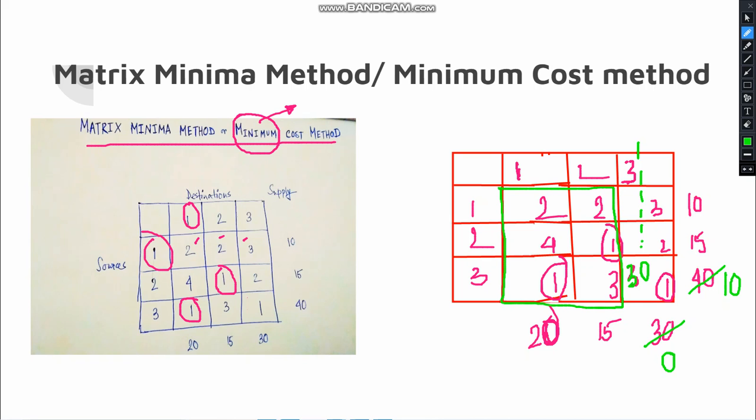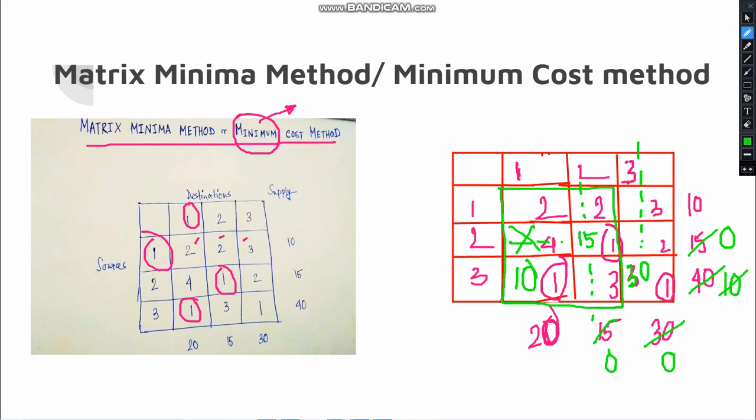Between these materials, you can see that there are two ones. So obviously you will allocate here. Now you can allocate 15 here. If you allocate 15 here, then it will be 0. This column will be exhausted, and for this row you can give this sign here to indicate that this row has also been exhausted.